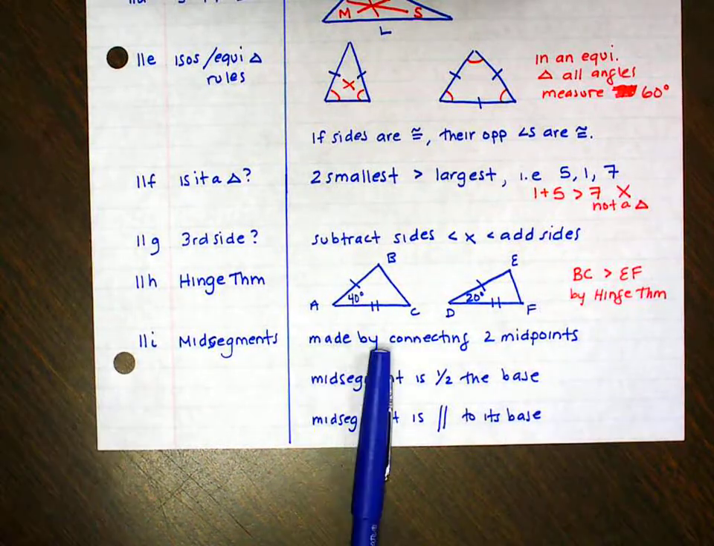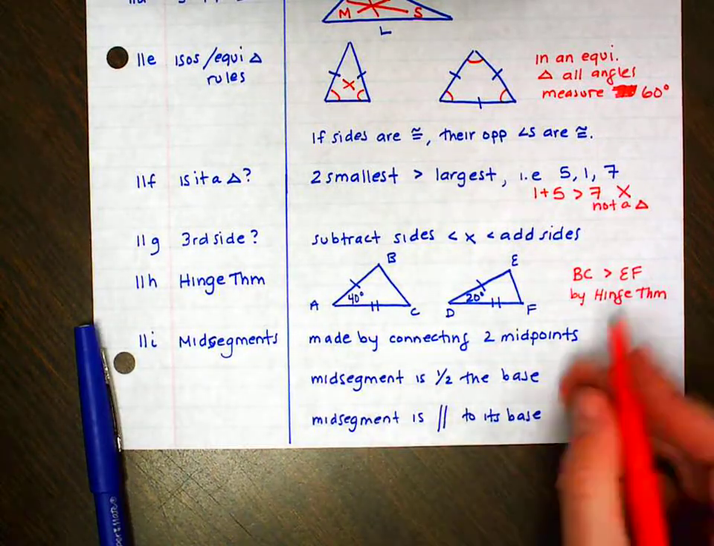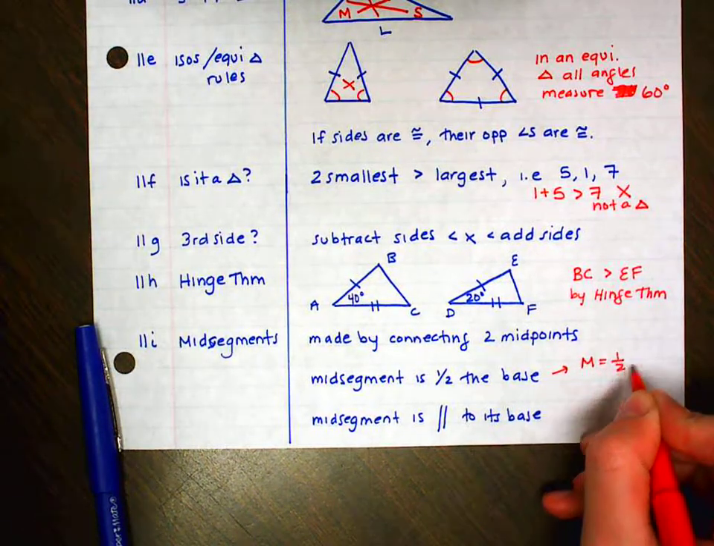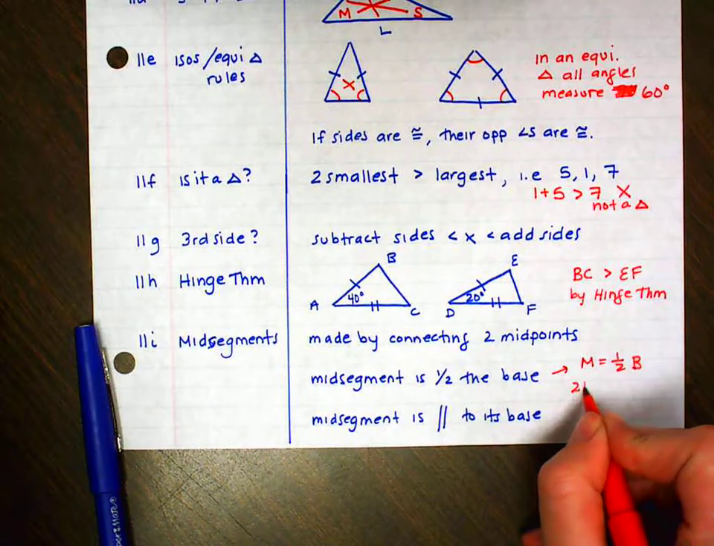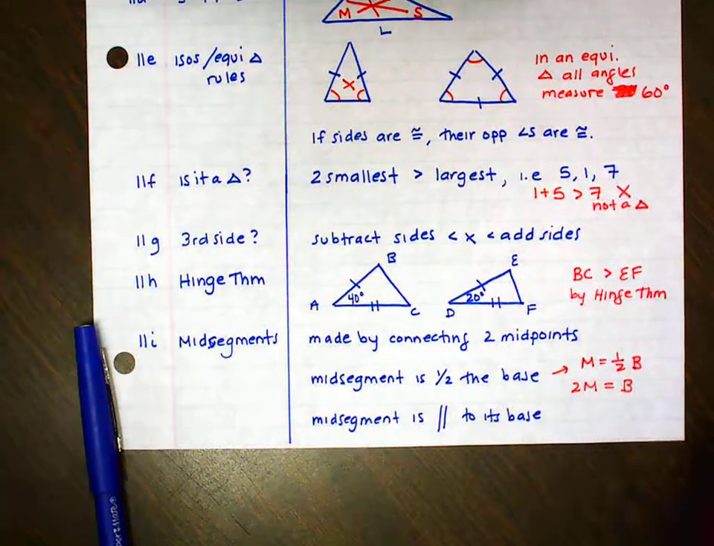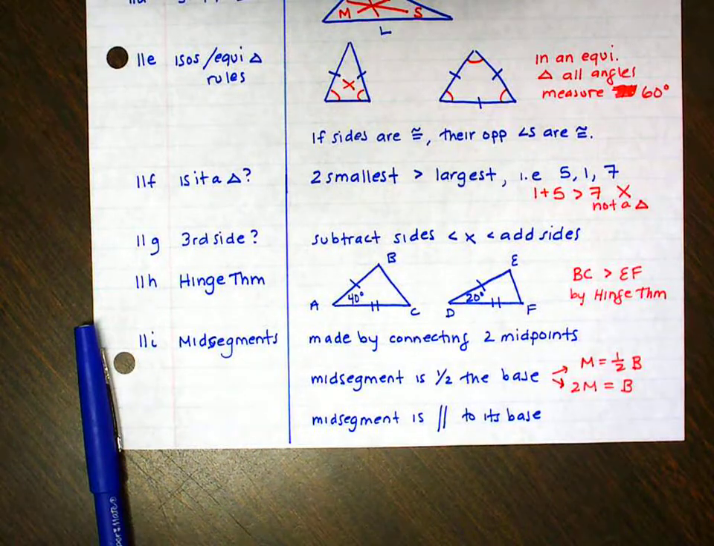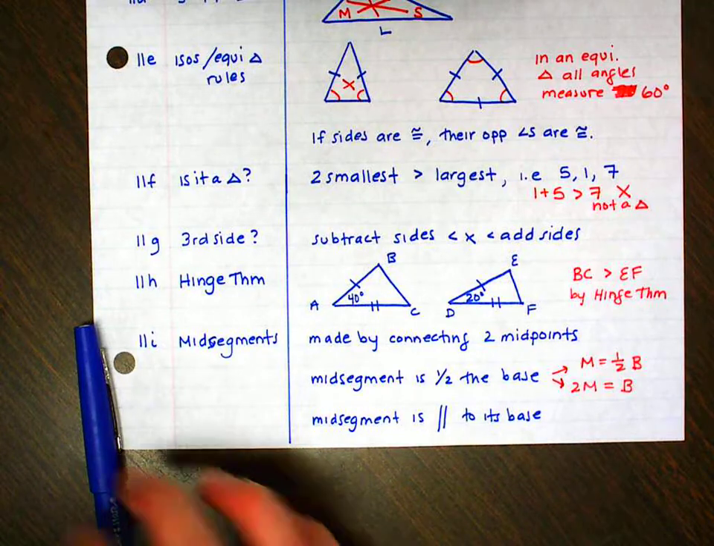When I think about the mid-segment being half the base, I can think of this two ways. The mid-segment is half the base, or two mid-segments are equal to the base. You can use either of those formulas when you're solving. Okay? So I don't have room to put in the last thing about the angle bisector theorem and the perpendicular bisector theorem, but this should get you started.